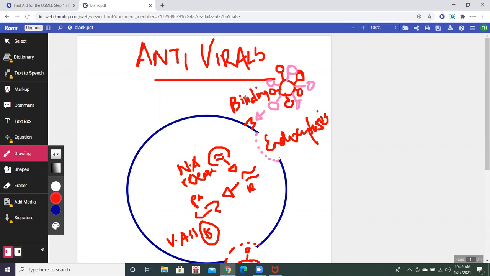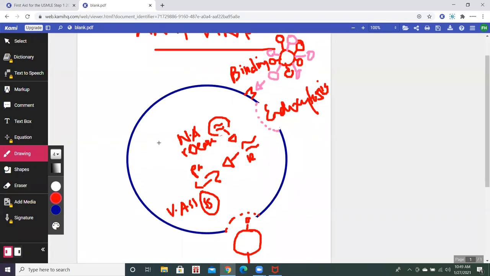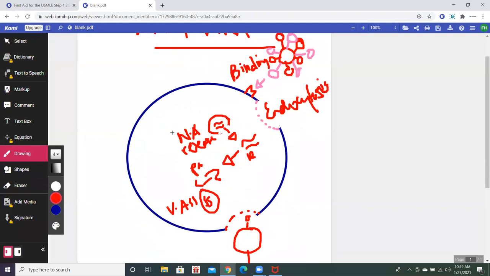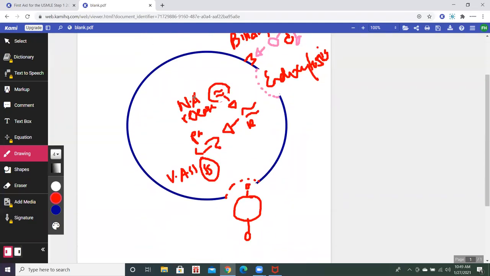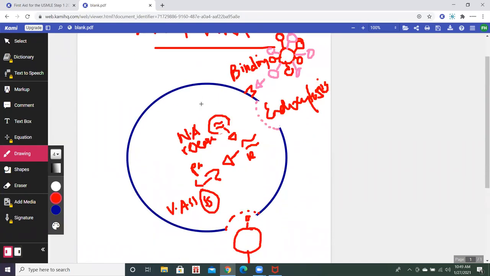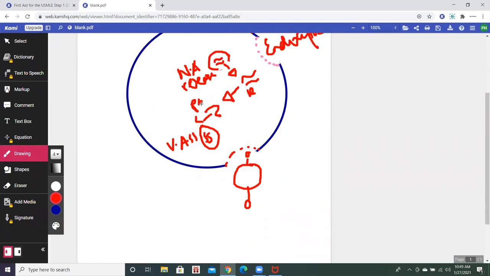Okay. Interferons are responsible for decreasing viral protein synthesis. The thing is, before we start talking about interferon, there are two major ways that we want to prevent viral replication. So we attack two pathways over here. We attack this one and we attack this one.